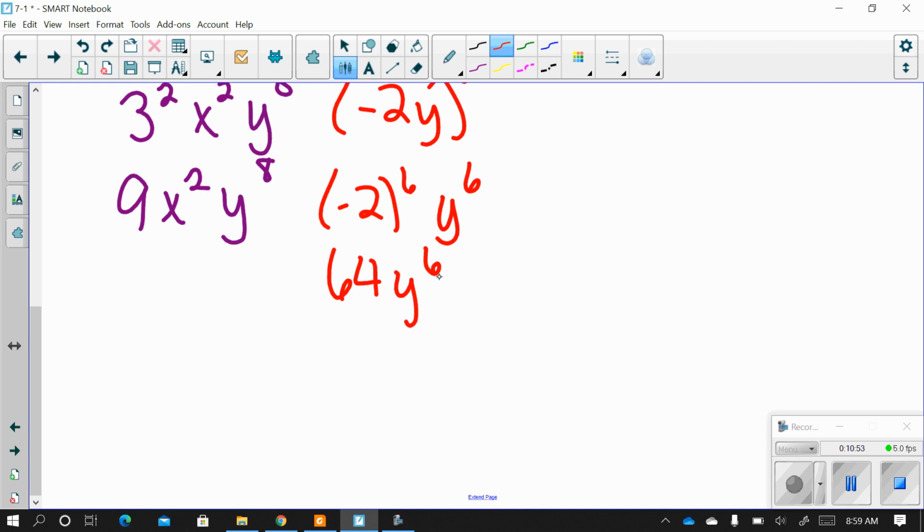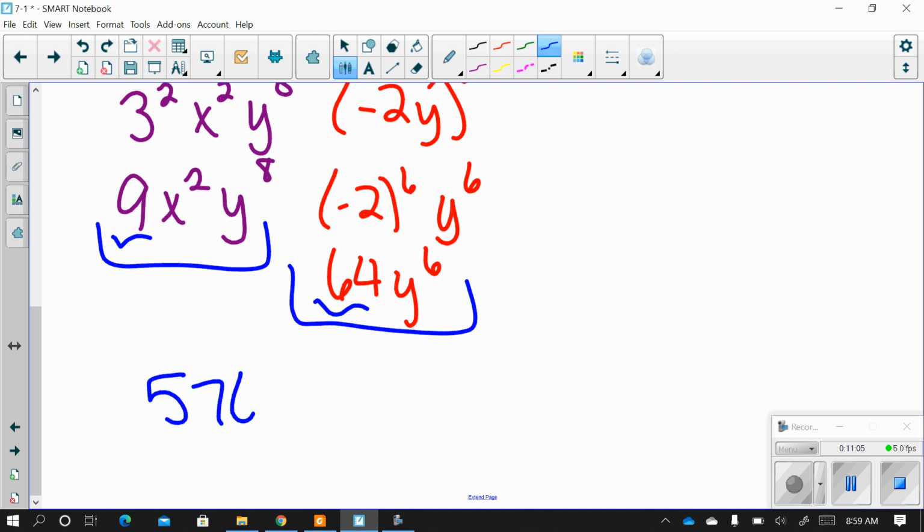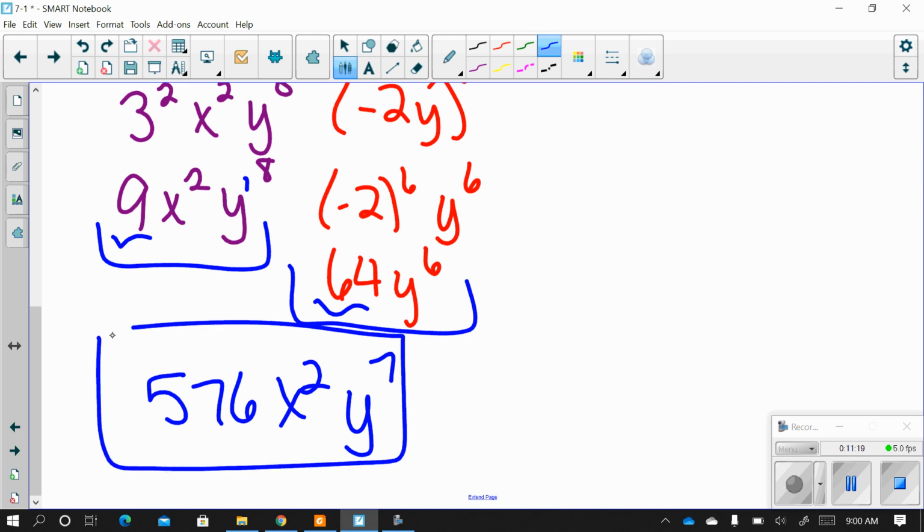Okay, so now that that's down as far as it can go, I need to take both of these and simplify them together. So I'm going to start with my coefficients. That's 9 times 64. Gives me 576. Okay, I only see x squared. I don't have any x's over here, so I just bring down x squared. And I've got y to the 1st and y to the 6th. So I'm multiplying, so I just add those together, giving me y to the 7th. Okay, and this is my final answer.